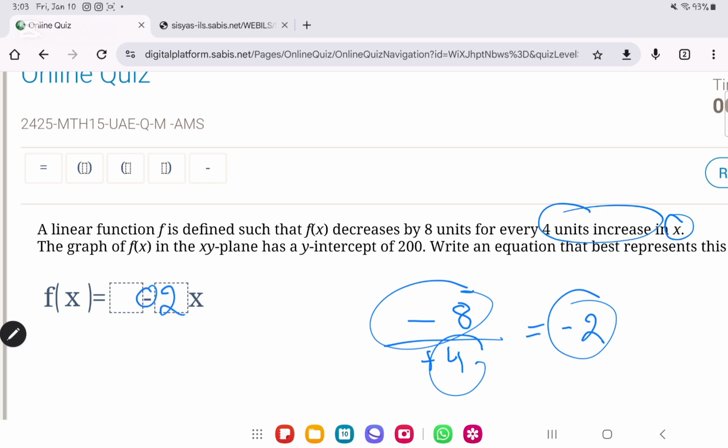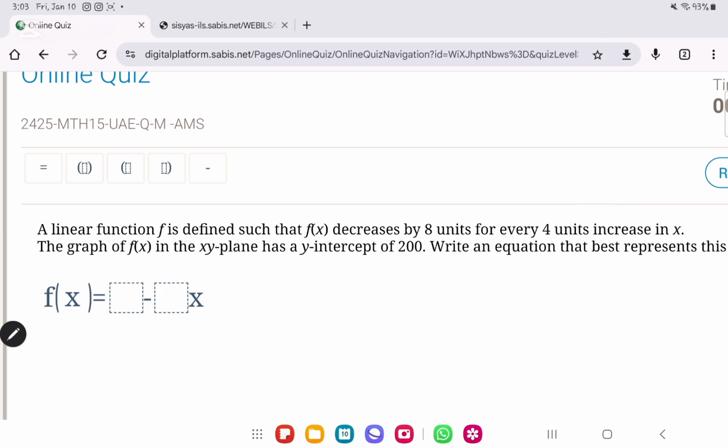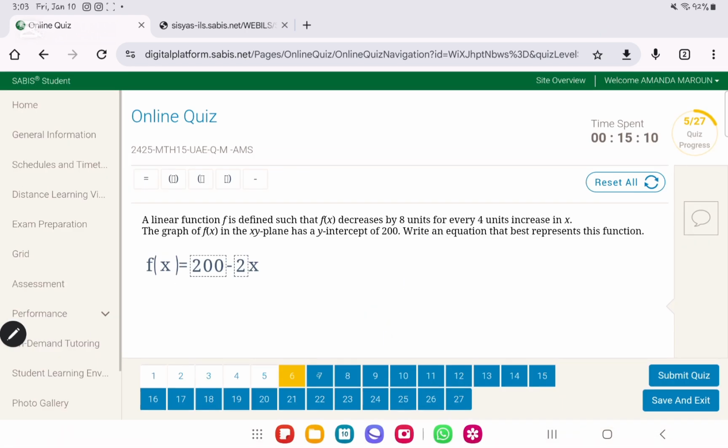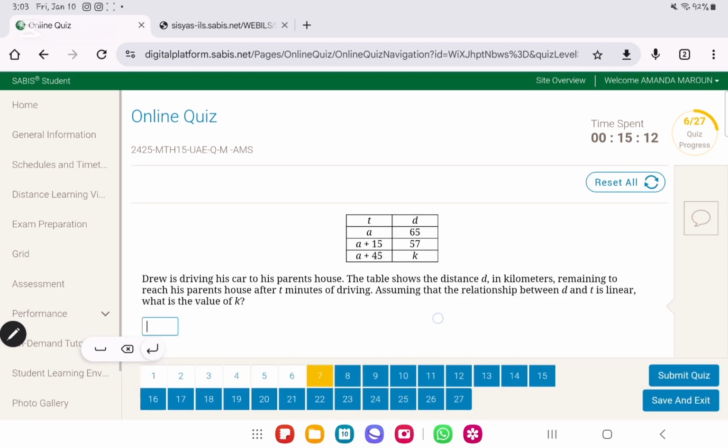Then they told us the graph of f(x) in the xy plane has a y-intercept of 200. This is our fixed point, or our y-intercept when x is equal to 0. So definitely that means this number over here is 200, and very simply our answer is 200 minus 2x. Moving on to question number 7.